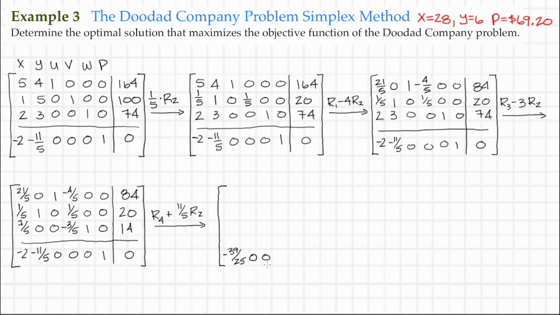Then this is 0. 1/5 times 11/5, that's 11/25. 0 plus 11/25 is 11/25. This is 0. This is 1. Bring down our vertical bar. 20 times 11/5 is 44. And 0 plus 44 is 44. Close off our bracket, and we fill in the rest.